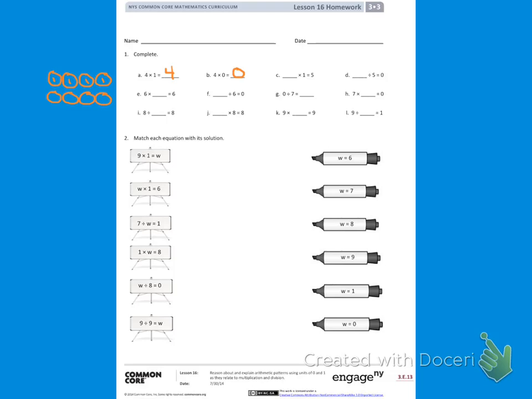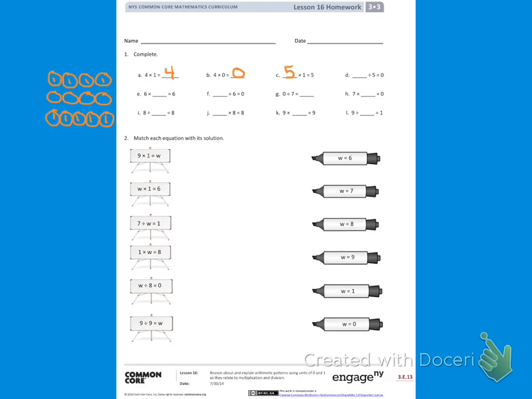Item C, how many groups of 1 would equal 5? Well, let's find out. Here's 1 group of 1, 2 groups of 1, 3 groups of 1, 4 groups of 1, 5 groups of 1. 5 groups of 1 equals 5. Remember, anything times 1 equals itself.